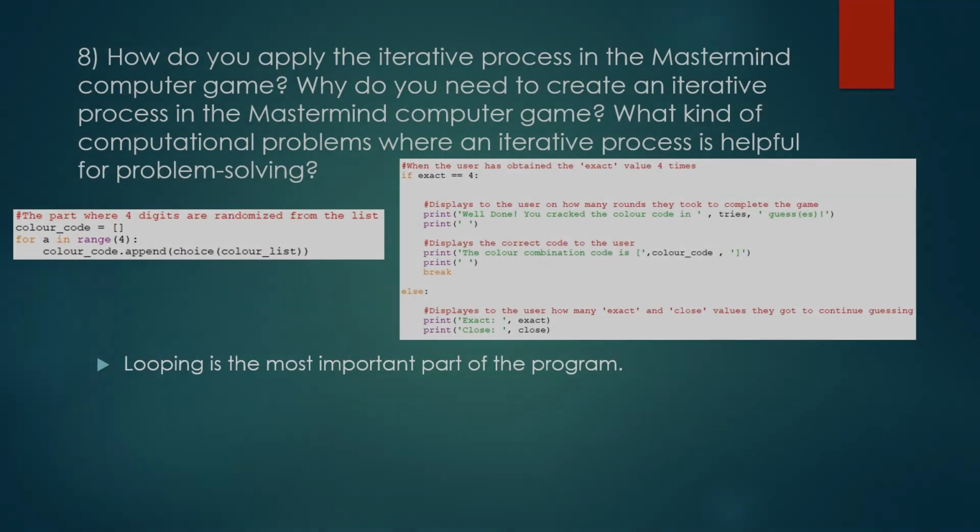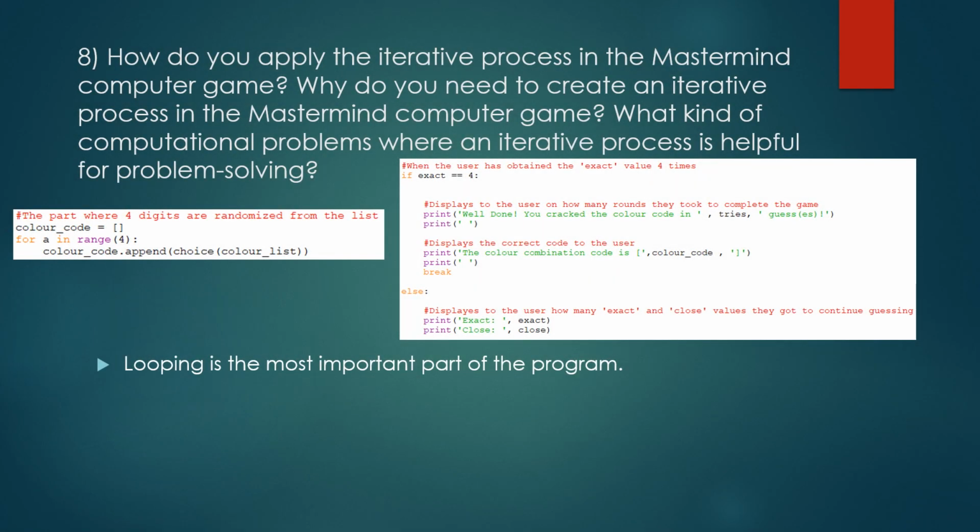How do you apply the iterative process in the Mastermind computer game? Well, the iterative process is shown basically everywhere, like the if and else statements, the if loops, and the for loops as well for the color code. Why do you need to create an iterative process? Because Mastermind is all about a guessing game, and there are different rounds, and you can't be typing every single round repetitively to make a very, very long program. So looping repeats the program again and again to reduce the amount of code that needs to be typed.